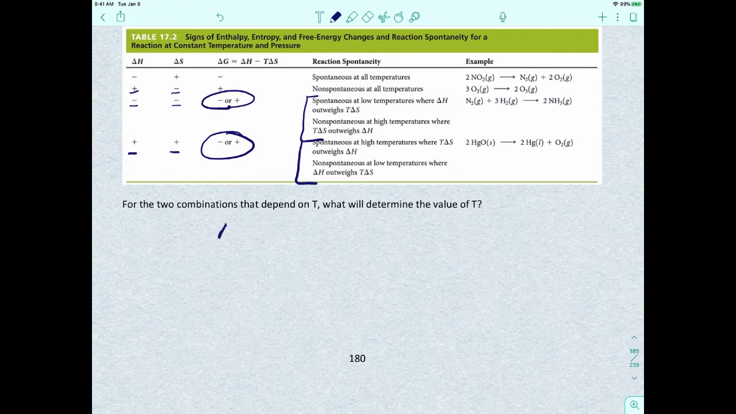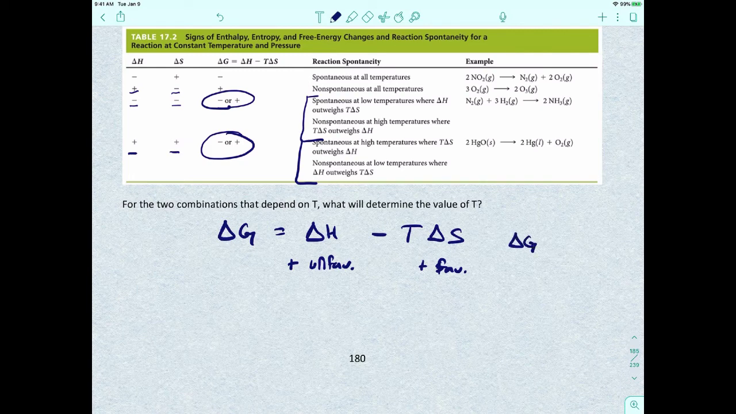All right, so for the two combinations that depend on temperature, what will determine the value of T? So remember that delta G is going to be equal to delta H minus T delta S. Let's say delta H is positive, so it's going to be unfavorable, and delta S is going to be favorable, so we'll make that positive. Now, delta G, in that situation, will be less than 0 if the temperature is high. And so we want T delta S to be bigger than delta H. That's the only way that works.